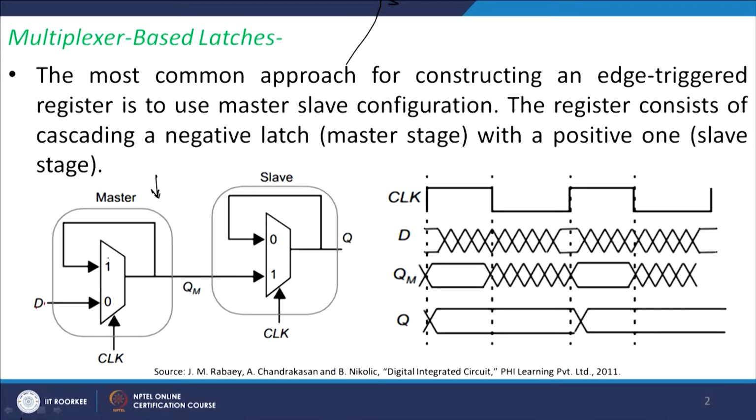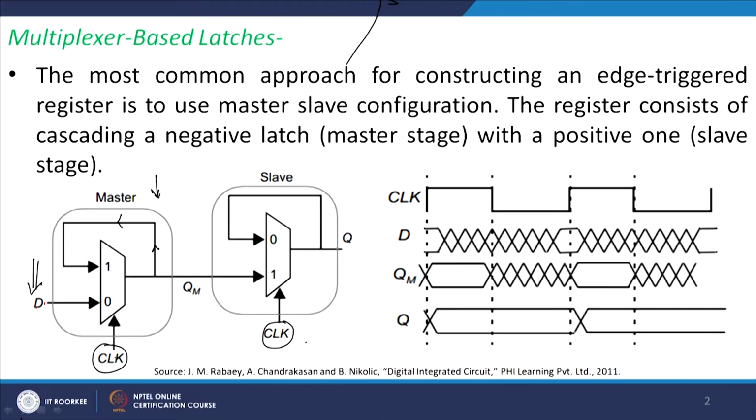This master is basically, let us suppose, a negative edge triggered register, and you have a slave which is a positive edge triggered one. As you can see here, I have given a clock, and the same clock is given to the slave. This is my input data bit which is coming here, and this path shows that a feedback loop is available to me.